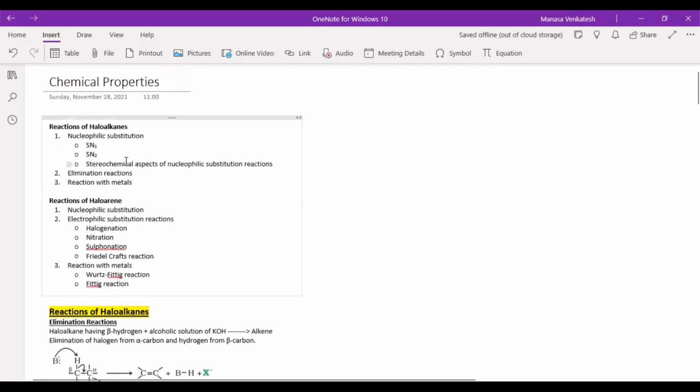Notice both of them have the same set of reactions. You have nucleophilic substitution, elimination, and reaction with metals. But in this case, instead of elimination, you have electrophilic substitution reactions as well. And you don't have elimination because the C-Cl bond is actually quite strong. So with that, we're done with the chapter Haloalkanes and Haloarenes.